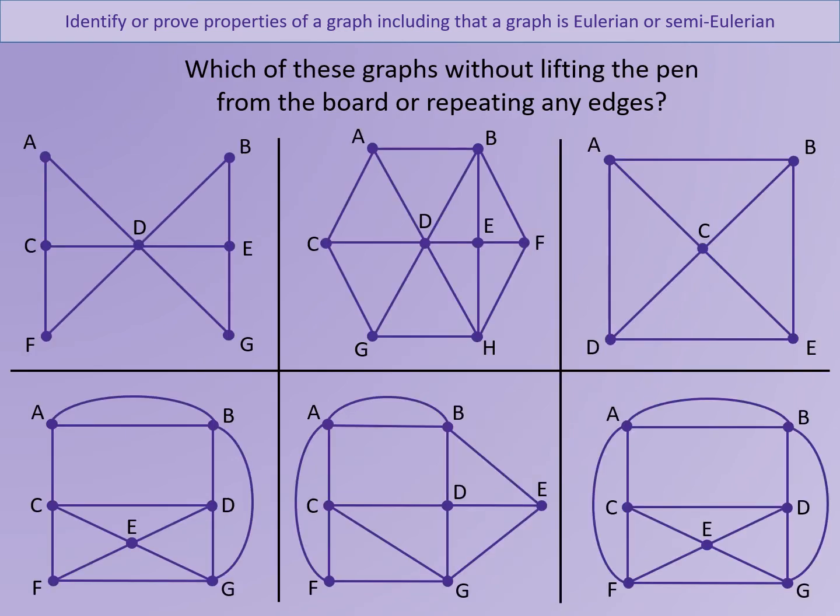So we're going to look at each of these graphs in turn and determine whether or not it's possible to draw them without repeating any edges. And then we're going to look and see whether the graphs where this is possible have anything in common. So graph 1, we can see that this is possible, although we need to start and end in a different place, starting at C, ending at E.